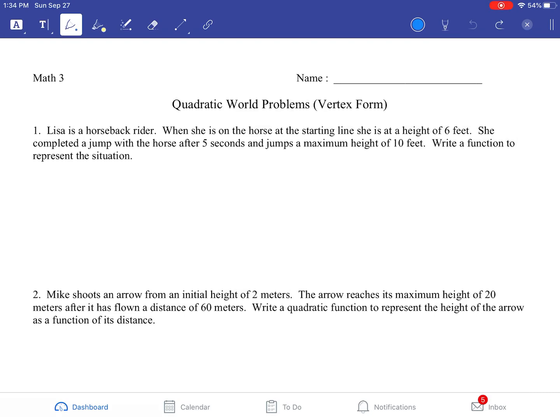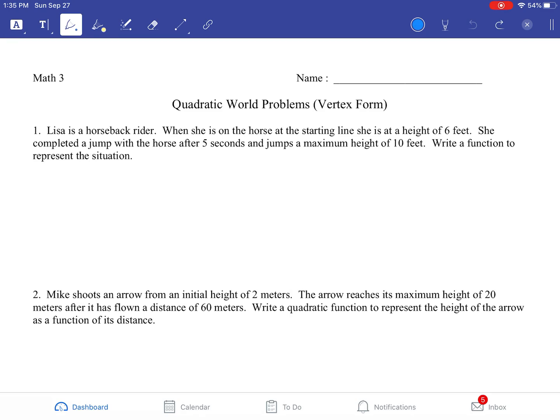So today we're going to be looking at quadratic word problems, and we're going to focus only on vertex form quadratics. So we're not going to worry about factored form or standard form, just vertex form. So this ties nicely into the last topic that we had, which was writing quadratic equations. And those, again, were in vertex form.